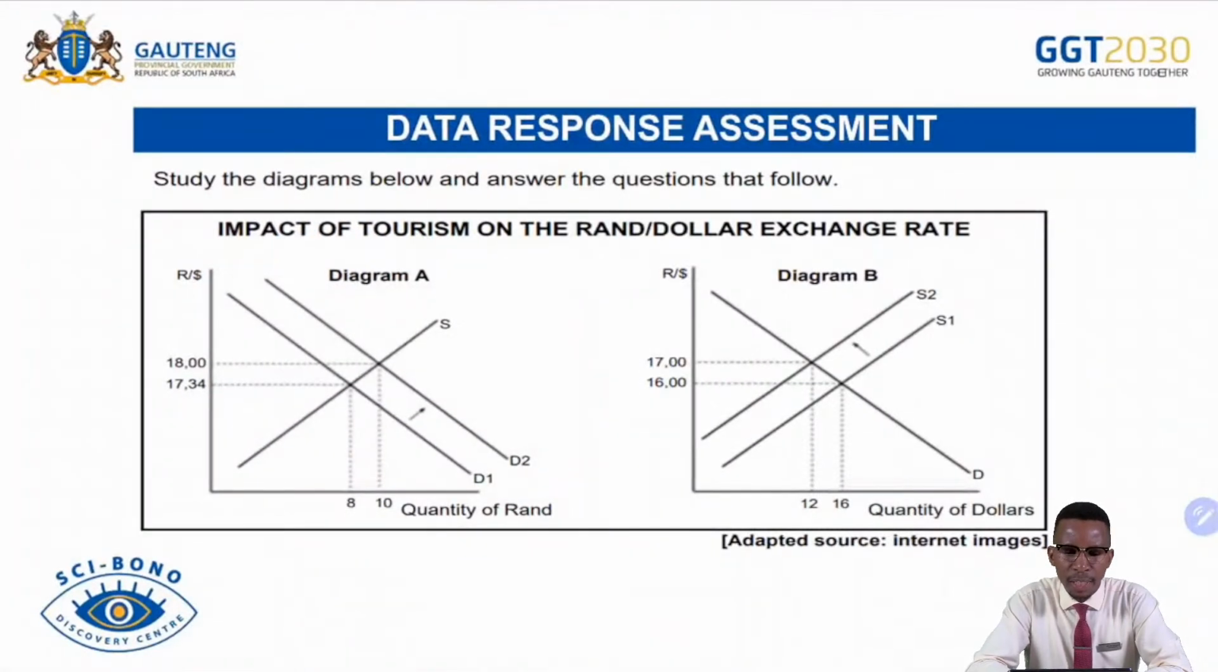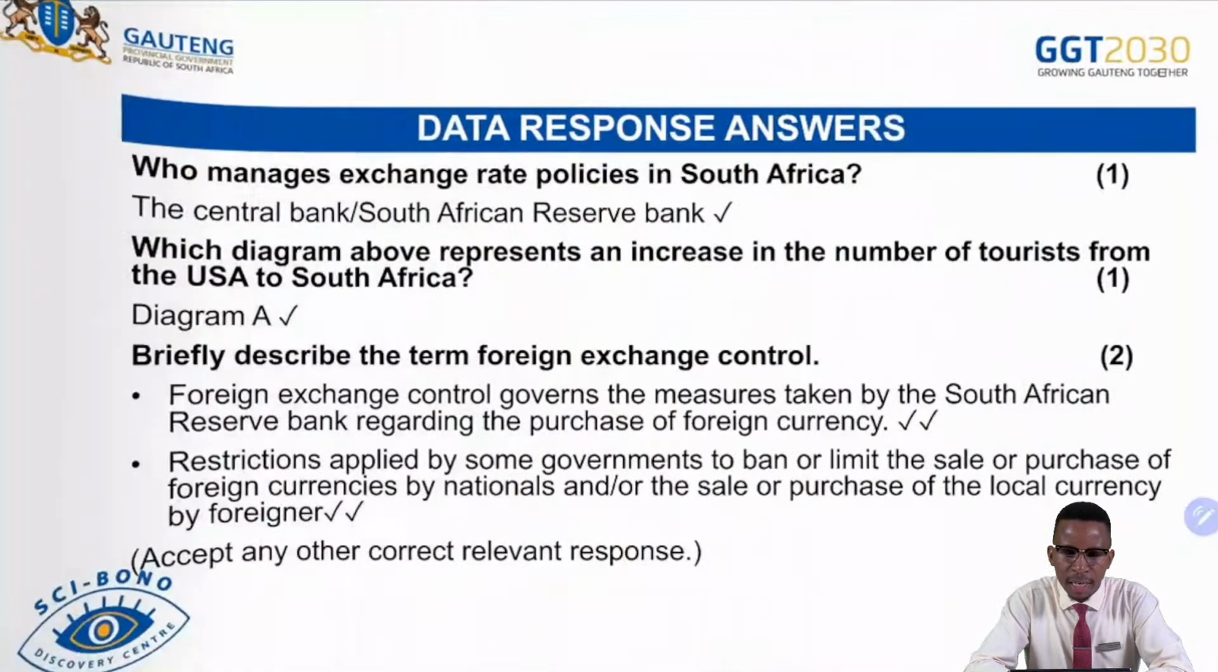Also, in the data response here, we are given two graphs, graph A and graph B. The first graph indicates the increase in the demand. The second one indicates the decrease in the supply. Then let's check, is the rand against the US dollar?